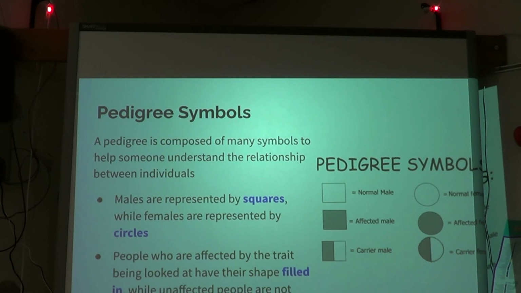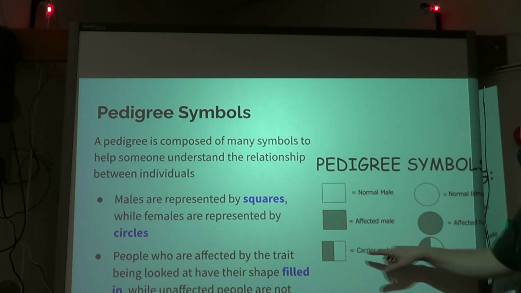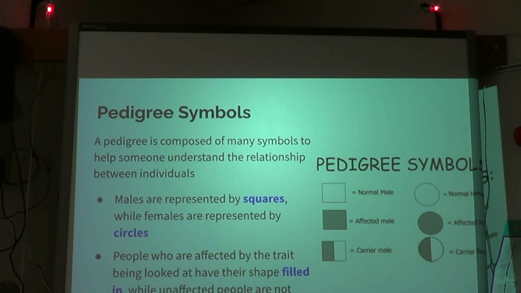So if it's a male who has the trait, they are shaded in, and if they're female, they are a circle shaded in. Sometimes we see them as a carrier, we half shade. Sometimes we half shade, we don't always half shade. But the idea is, some traits can have a carrier. Remember, a carrier is an individual who carries the trait onto the next generation, but doesn't necessarily have the trait in question. Okay, so a carrier doesn't have the trait, but they're carrying it.